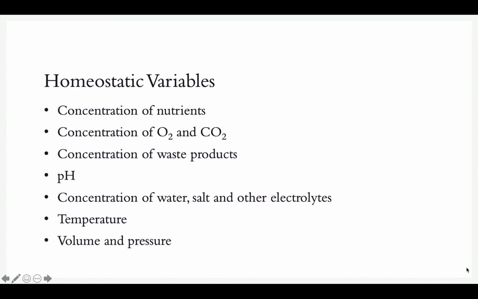So let's first talk about homeostatic variables. There are many aspects of physiology that are constantly changing, such as the concentration of nutrients, oxygen, carbon dioxide, pH, concentration of water, salt, waste products, temperature of the body, and volume and pressure in various cavities. These are all factors or variables that are changing at any given moment in the body based on what the body is doing or being exposed to by its environment.